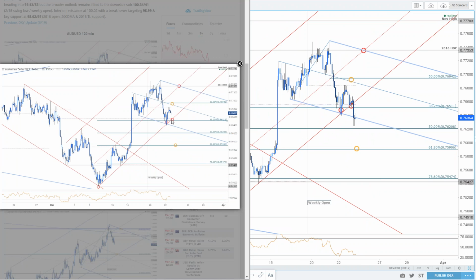We got right into this support region, key support, 76.50, and we broke it. So you stay bearish, again, below the monthly open, 76.50, below that parallel.